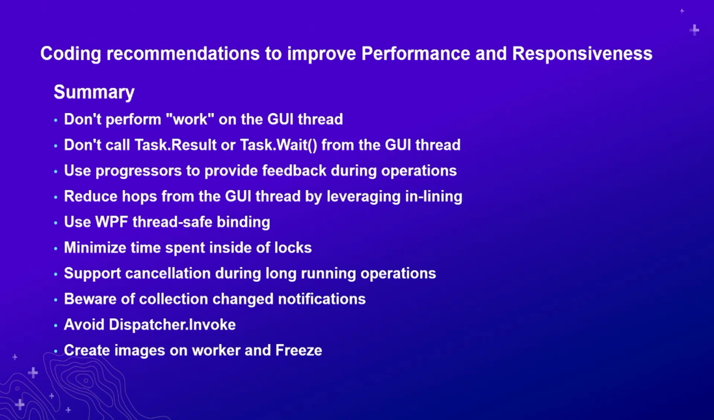There we go. Okay, so the first few that we've talked about already: don't perform work on the GUI thread. Don't call task result or task wait on the GUI thread. That's going to hang it. Use progressors to provide feedback during operations. Otherwise, you'll have one of these feedback hangs where the user won't be clear on what's going on with the system. Reduce hops from the GUI thread by leveraging inlining. Those tasks that are called within a task that's already running just simply get inlined. It's no different than calling a function. Use WPF thread safe binding properly and minimize the time that you spend inside of locks.